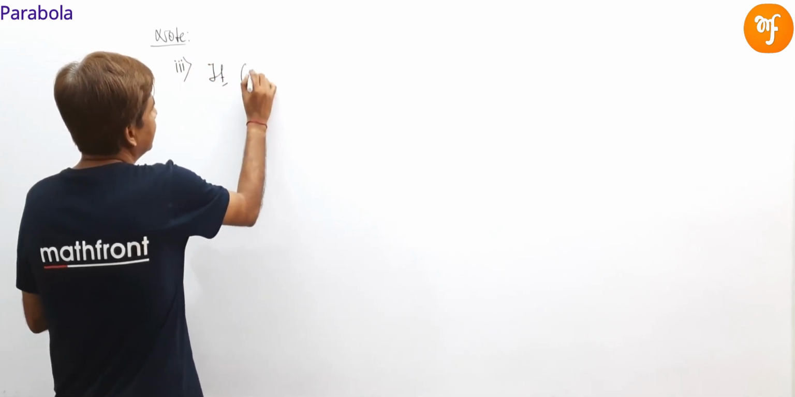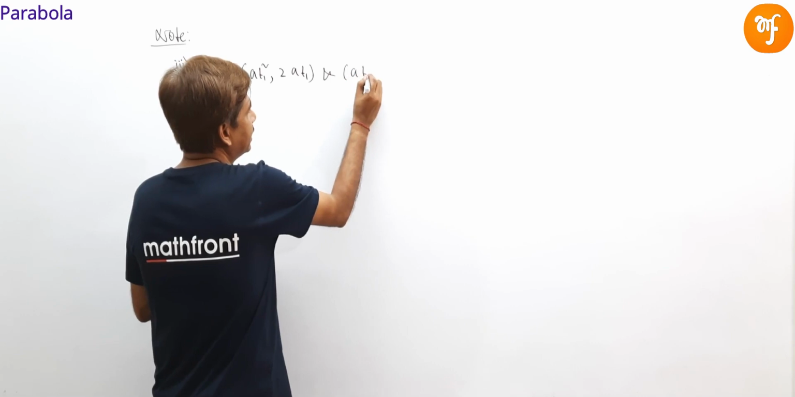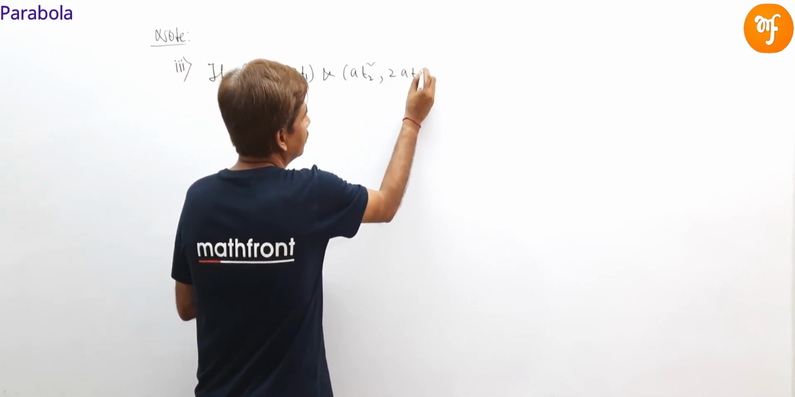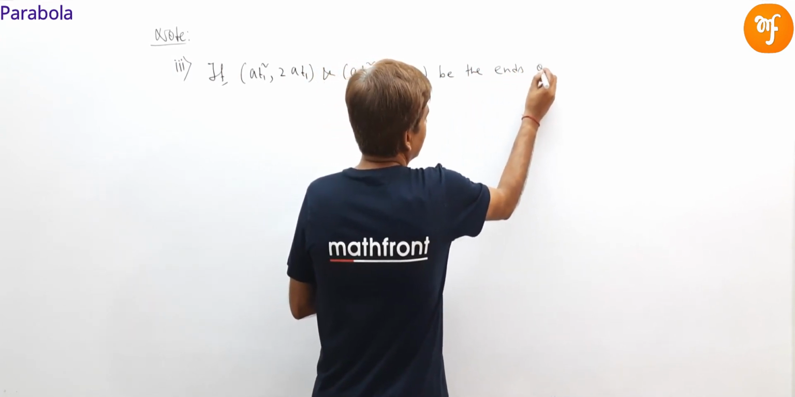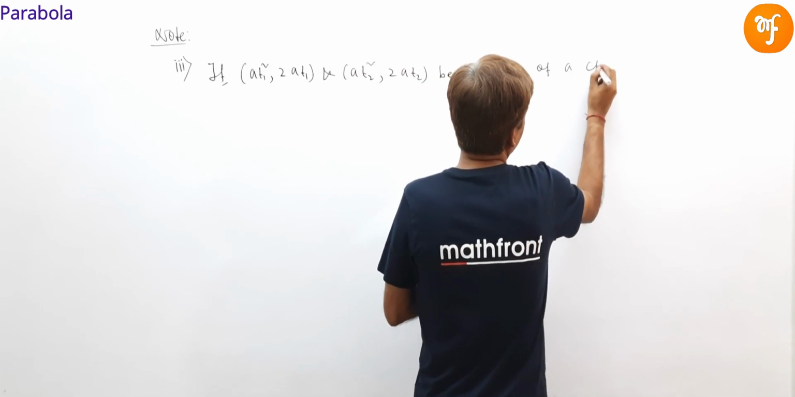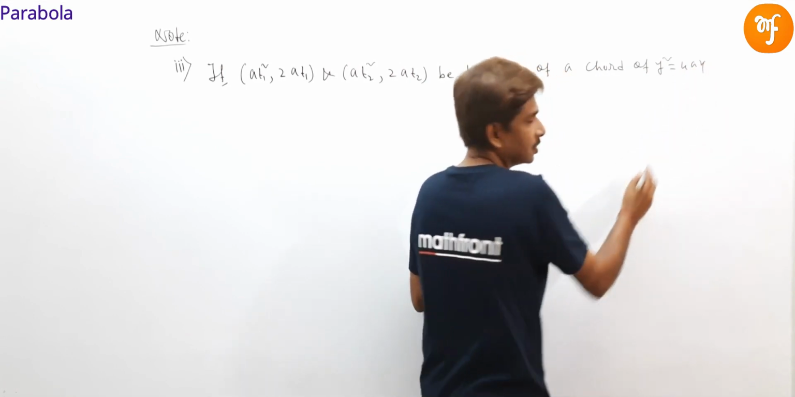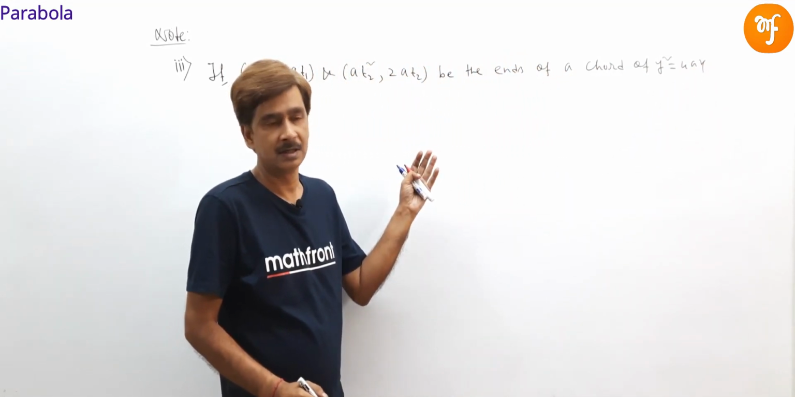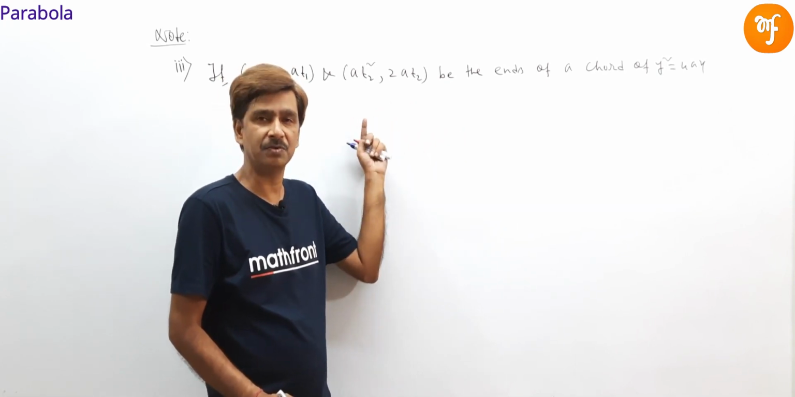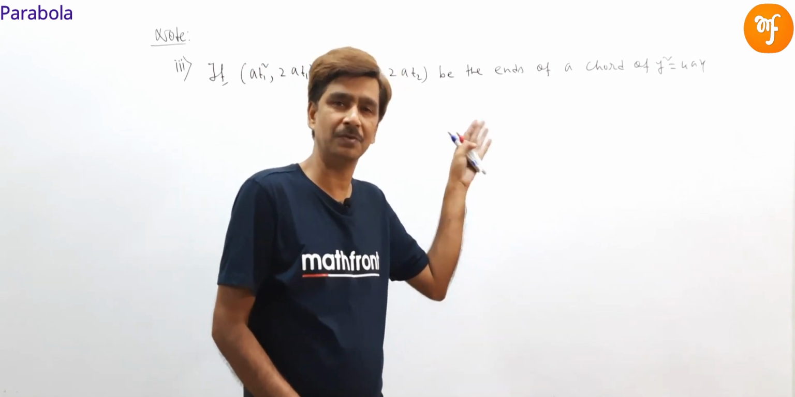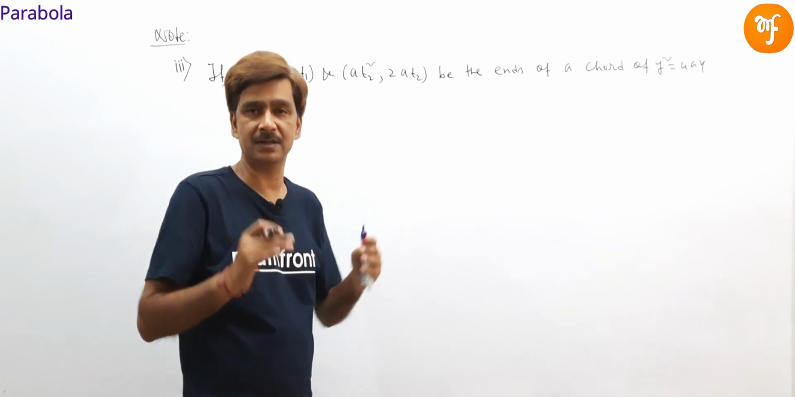If A(t1², 2at1) and B(t2², 2at2) be the ends of a chord of y² = 4ax. So y² = 4ax is the parabola and any chord has ends (at1², 2at1) and (at2², 2at2). Okay. Now if this chord subtends a right angle at the vertex.